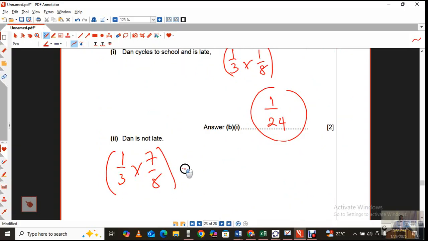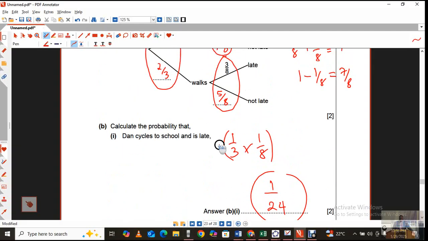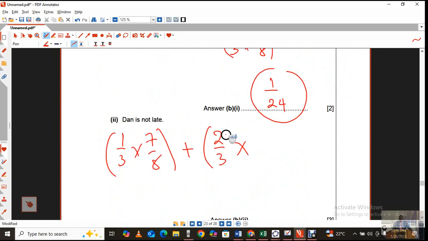But that's not the only one. When he walks, 2 over 3, that's the one, 2 over 3. You must multiply. You go along the branches and multiply. Not late again, remember, not late. 2 over 3, not late, 5 over 8 times 5 over 8. All this will give you the final answer. When you multiply this one, you get 7 over 24 plus. When you get this one, 2 times 5 is 10 over 24. 10 over 24 is the same as 5 over 12.